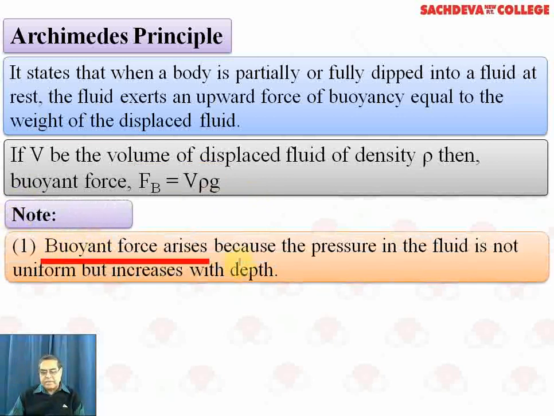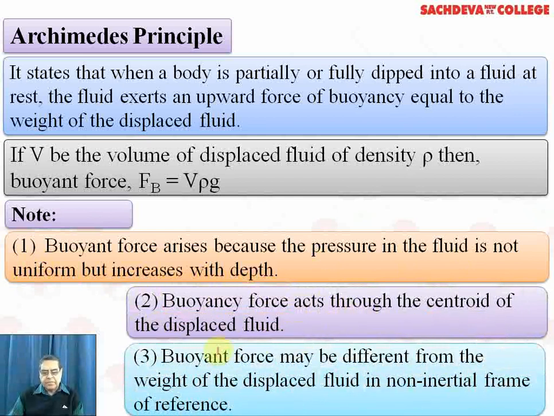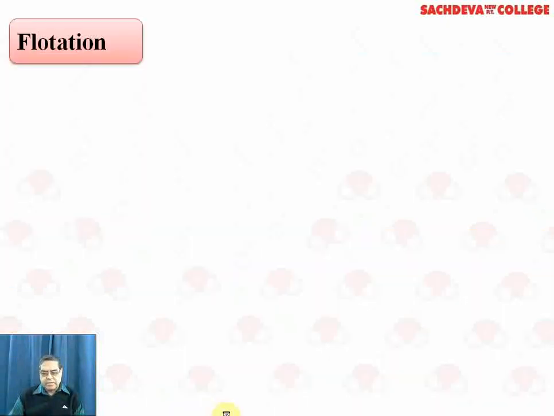Buoyant force arises because the pressure in the fluid is not uniform but increases with depth. Buoyancy force acts through the centroid of the displaced fluid. Buoyant force may be different from the weight of the displaced fluid in a non-inertial frame of reference, a non-inertial frame, where we don't expect any mass.